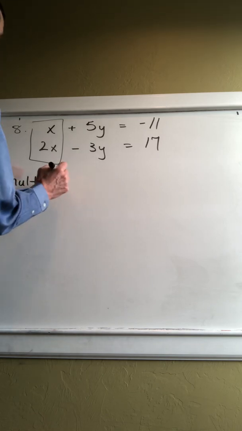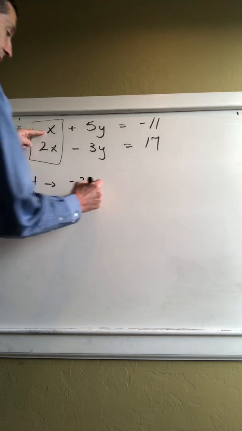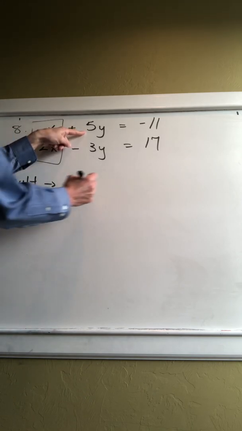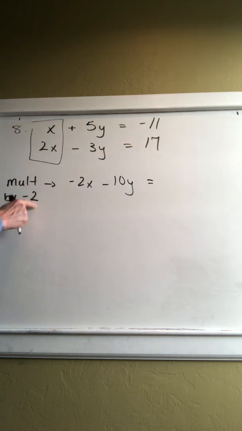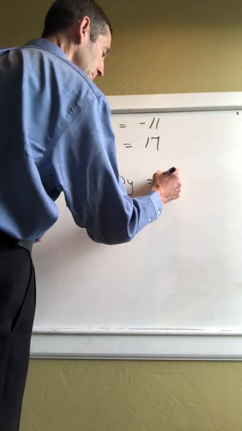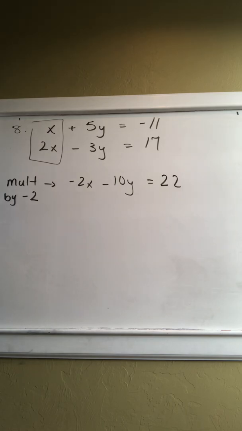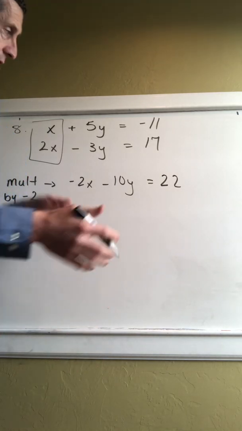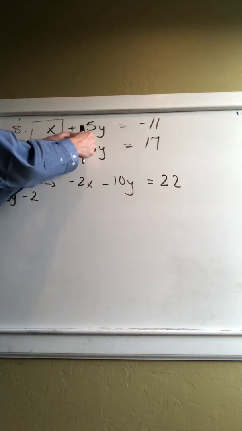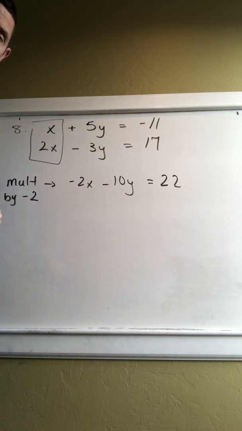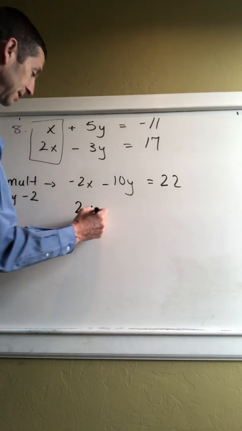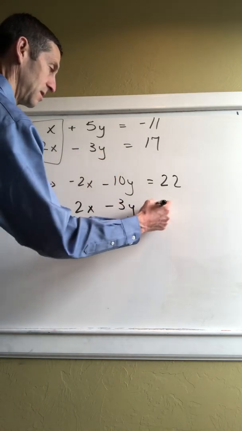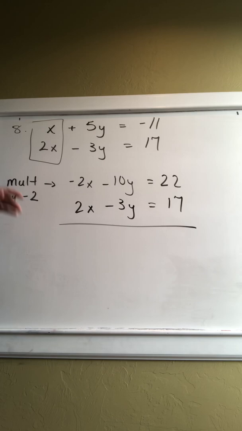the top equation. So this becomes negative 2x. 5 times negative 2 is negative 10y. And then negative 11 times negative 2 actually becomes positive 22. So we take this top equation, hit it by negative 2, negative 2, negative 2, all the way across the top. We slide the bottom equation, we don't touch it, we just slide it in underneath. And now we've got it set.